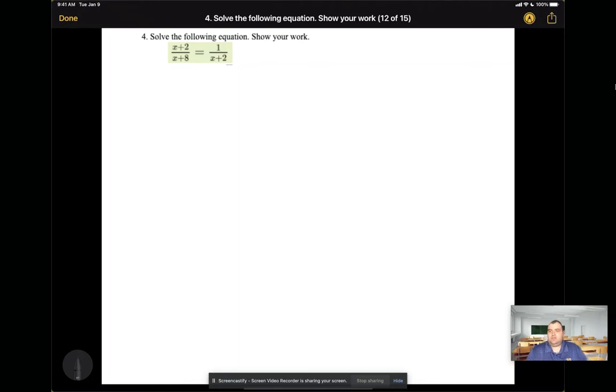Number 4, solve the following equation, show your work. So this is a rational equation that we're going to solve by cross multiplying. So in this diagonal right here, it's going to be x plus 2 times x plus 2. And then the other diagonal is going to be 1 times x plus 8. And we're going to go ahead and solve this for x.